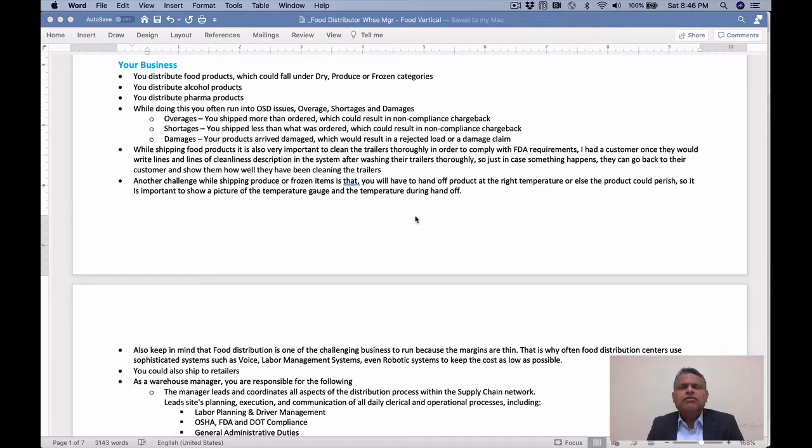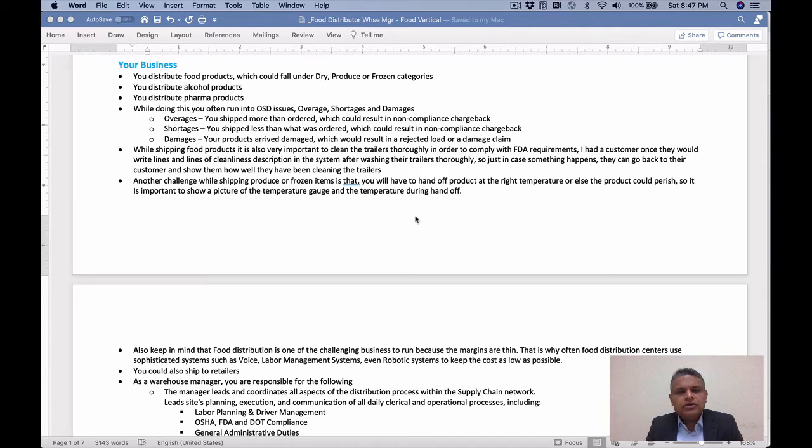And with food, often the issue that they run into is overages, shortages, and damages, right? You ship more than what was ordered. That could result in a non-compliance chargeback because they've got to do something with that extra thing, or they have to ship it back. Shortages, same thing. Ship less than what was ordered, which could result in a non-compliance charge because now the order is not fulfilled thoroughly. There is a back order, right? And then damages. So obviously somebody has to pay for these damages.